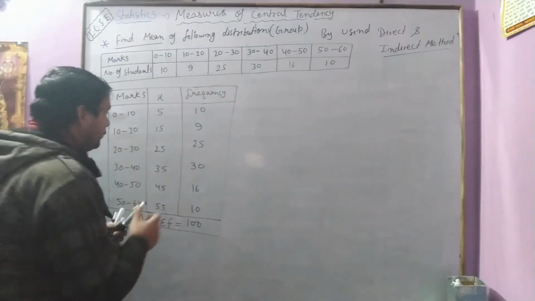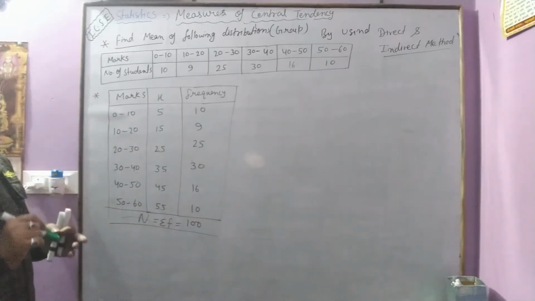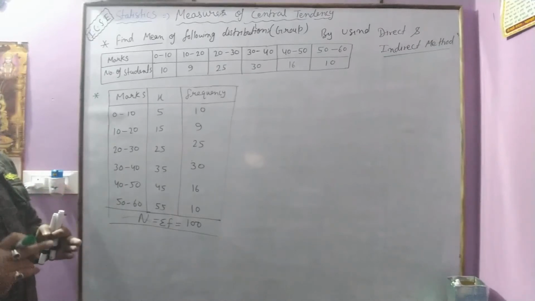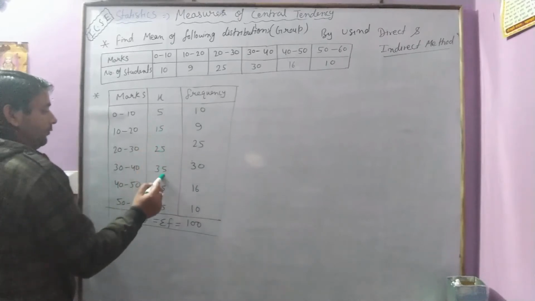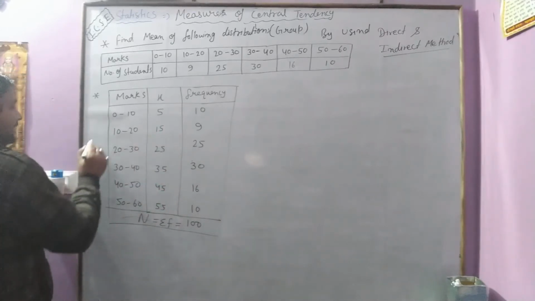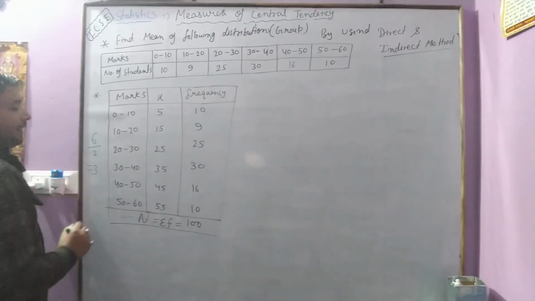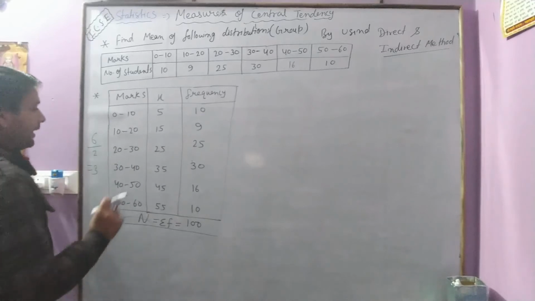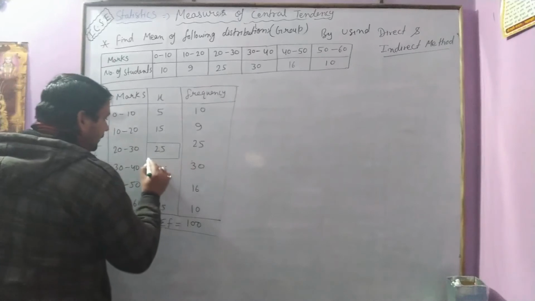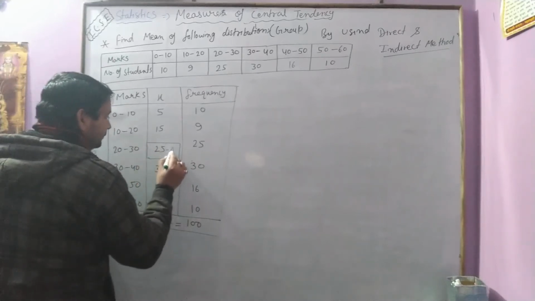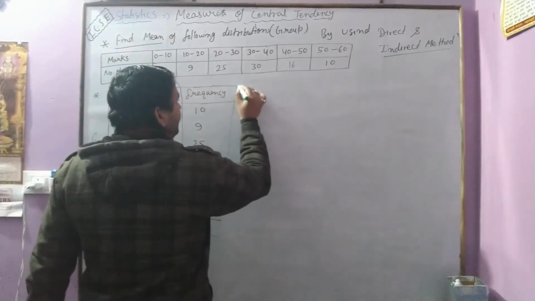As I am telling you, if the number of classes is odd, then it is n plus 1 by 2, but if it is even, then n by 2. So here 1 2 3 4 5 6 classes are there, then you need to divide 6 by 2, you will get the result is 3, and mark the third class as the assumed class. 1 2 3. So this is your assumed mean. Okay, mark it as assumed mean.